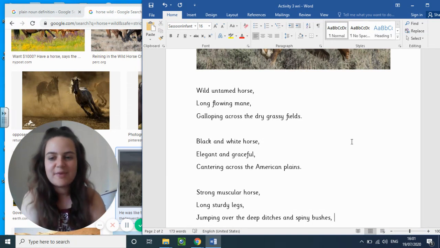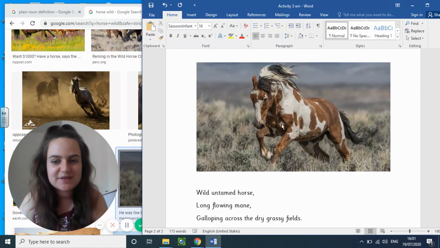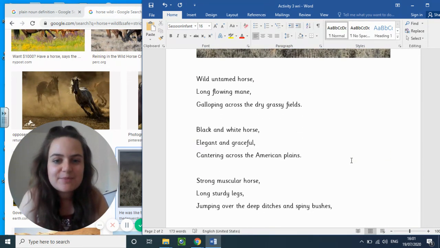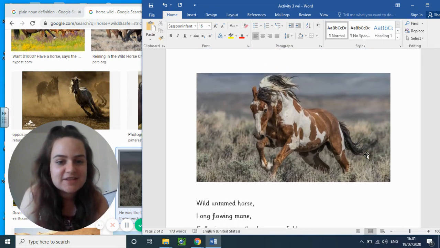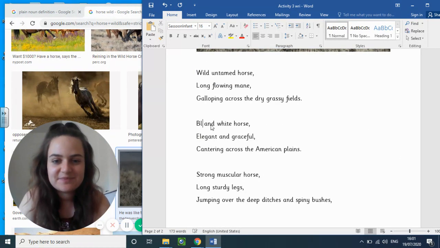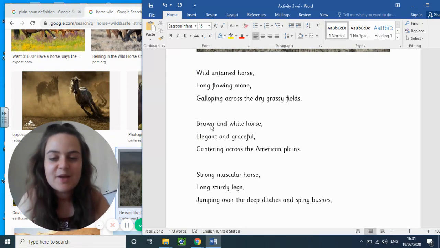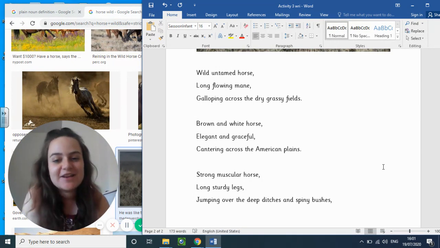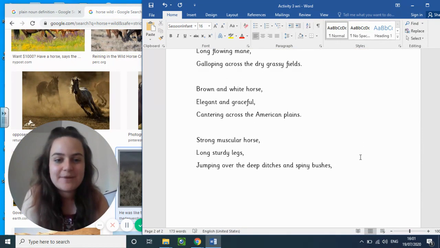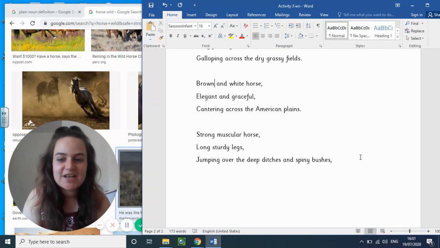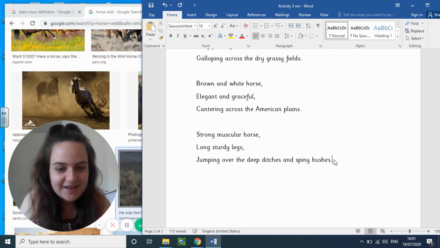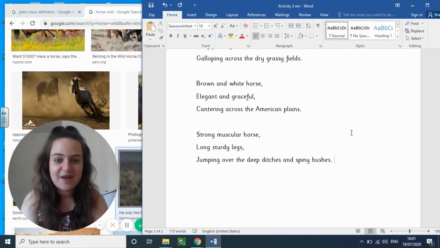Okay, now let's read through our poem again. Right from the beginning, it's about this horse here. Wild, untamed horse, long flowing mane, galloping across the dry, grassy fields. Black and white horse, he's actually brown and white, isn't he? So I need to change that. Brown and white horse, elegant and graceful, cantering across the American plains. Strong, muscular horse, long, sturdy legs, jumping over deep ditches and spiny bushes. And that needs a full stop again. I'm really happy with that poem.